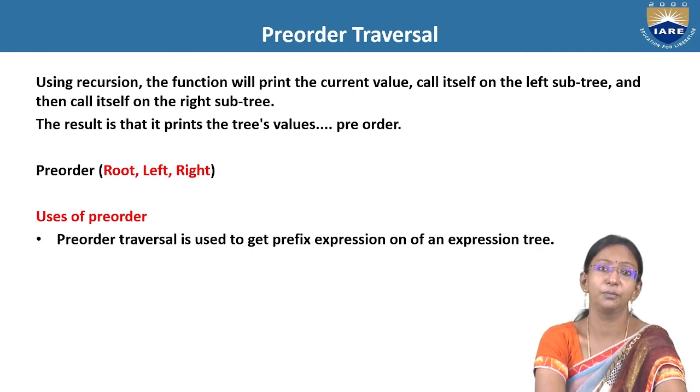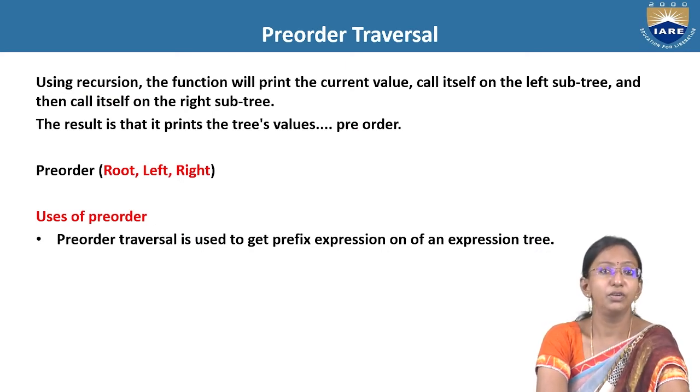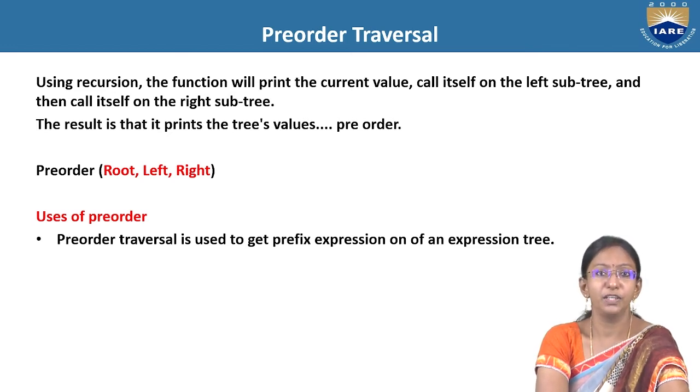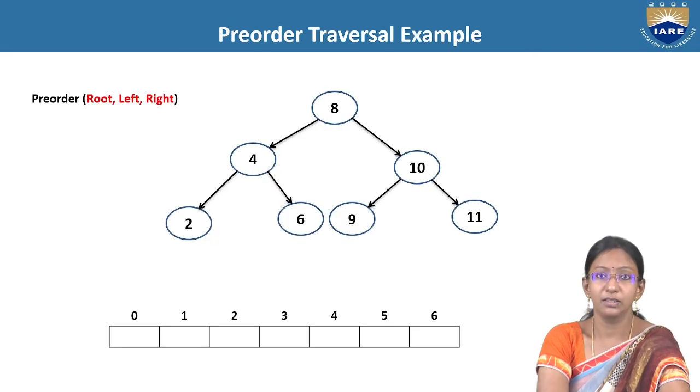If you want to go with preorder traversal, you need to traverse the root first, then left, and then right. It is useful to represent expression trees. Representing an expression in terms of a tree, preorder is very useful. So initially the root, the left, and the right. Have a look at this example.